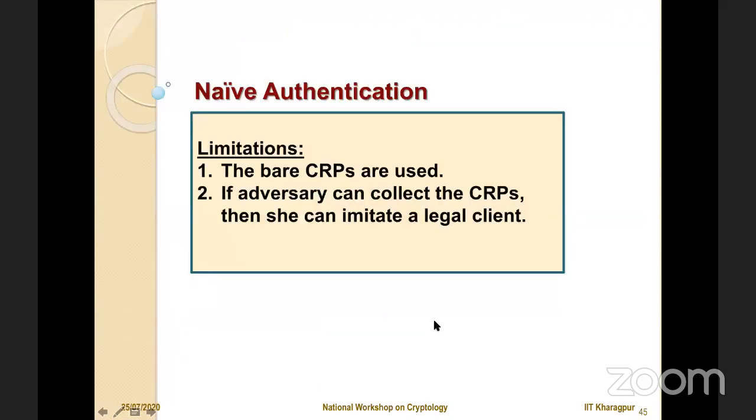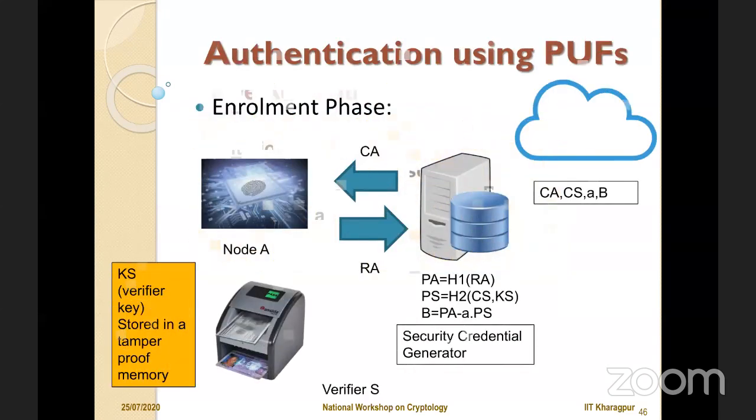So in naive authentication, there is a limitation: the bare CRPs, or challenge response pairs, need to be stored somewhere. And if by any means the adversary can collect the CRPs, then she can imitate a legal client. So we need to develop an authentication using a PUF which doesn't store the challenge response in a naive manner.